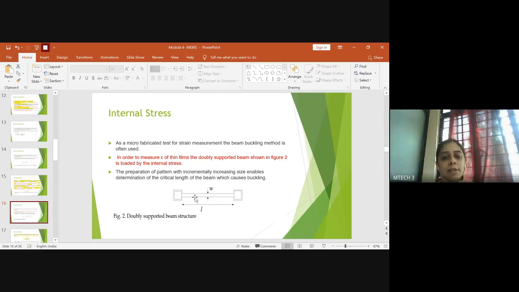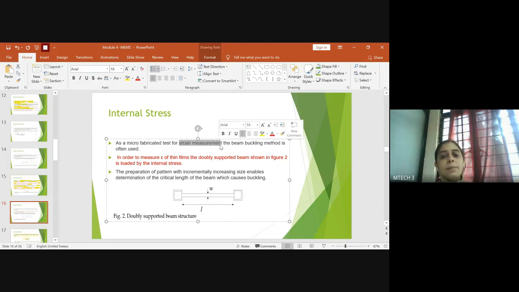So I told you it is a MEMS based device, meaning it is nothing but a micro electromechanical system. So if you use a MEMS device of a particular length L, right? First you will see how the device is fabricated. The device which is fabricated will be tested to evaluate the strain measurement. So strain measurement you are evaluating by using the concept of the buckling method.